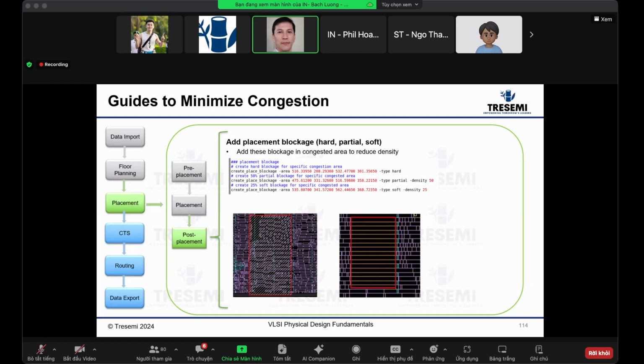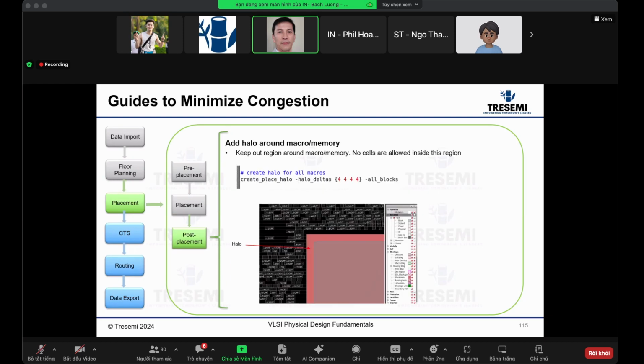The other way is creating halos around the macros, right? You might have to increase the halo a little bit to keep cells away from the congested area, especially near the macros. A lot of times around the corner here, if too many cells are put here, there's going to be an issue around this corner. So usually people will put a partial blockage there to limit the number of cells being put in this area.